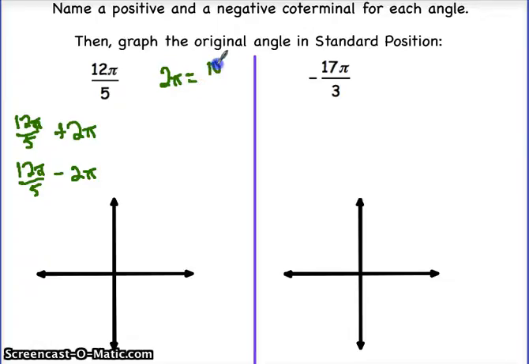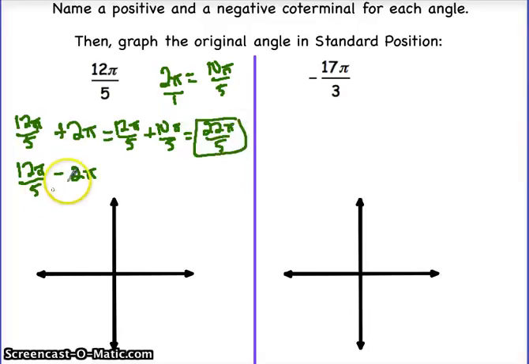Now, in order to do that in fraction form, we need to remember that 2 pi is equal to 10 pi over 5. Remember, 10 fifths would be 2, or if you multiplied top and bottom of this fraction by 5, we'll get our common denominator. So 12 fifths plus 10 fifths will be 22 fifths of pi. And since 12 minus 10 isn't going to be negative yet, what we can do is, instead of subtracting 2 pi, let's go ahead and subtract 4 pi. 4 pi being 20 pi over 5. So 12 minus 20 being negative 8 pi over 5.